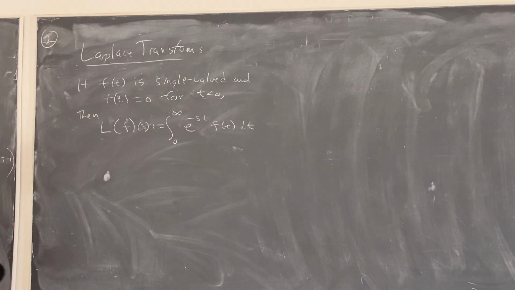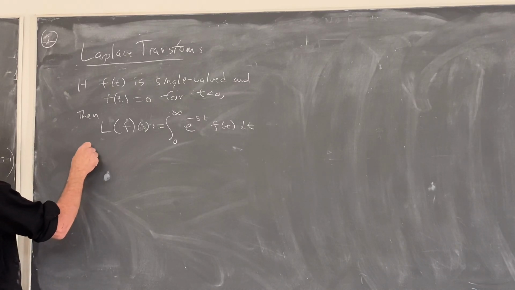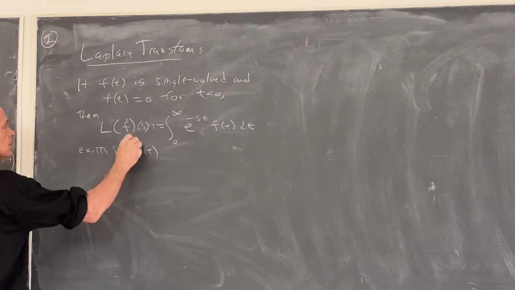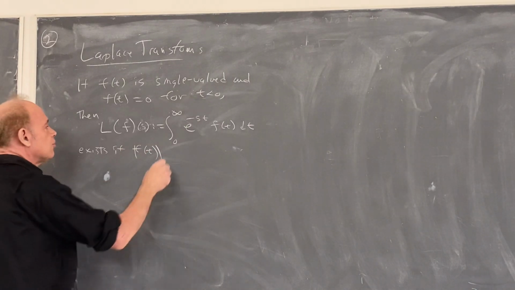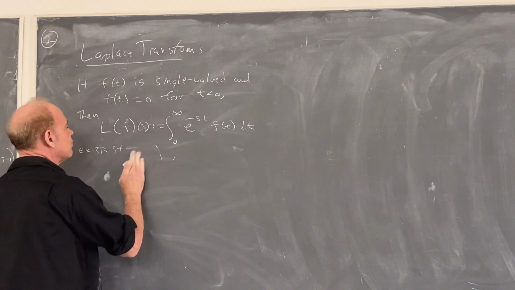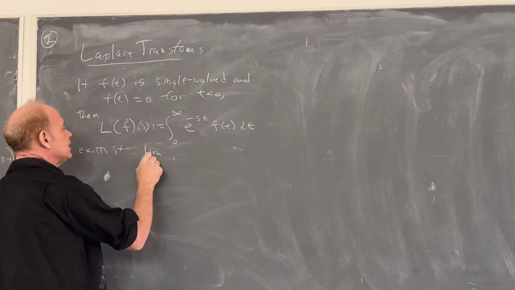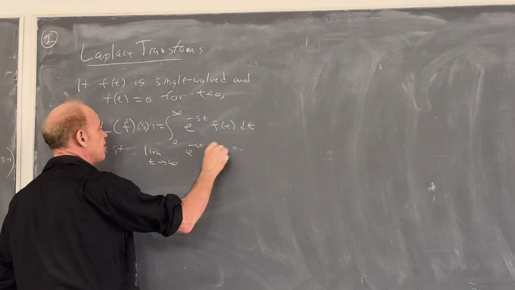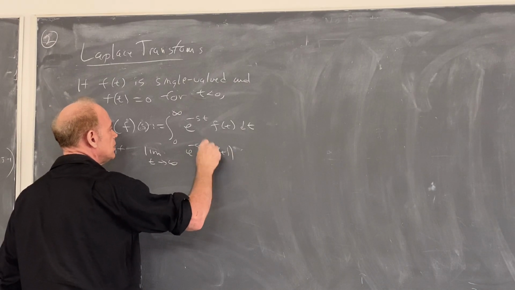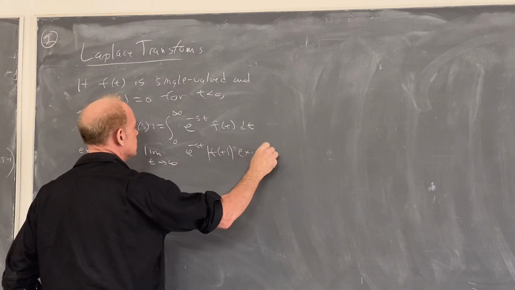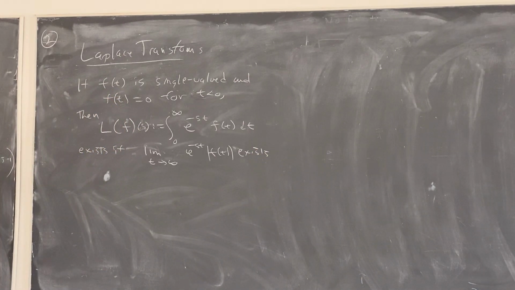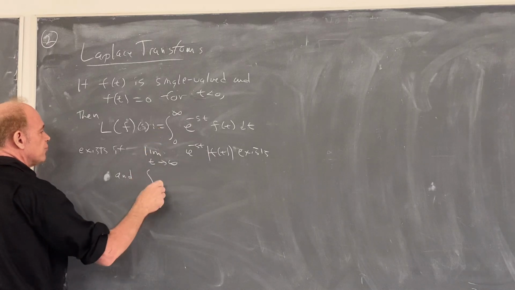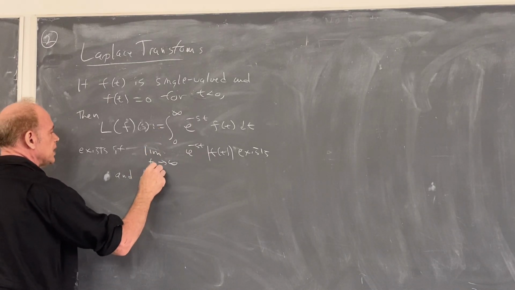And the caveat is this exists if the limit as t goes to infinity of e to the minus st f of t exists, and the integral above is finite.